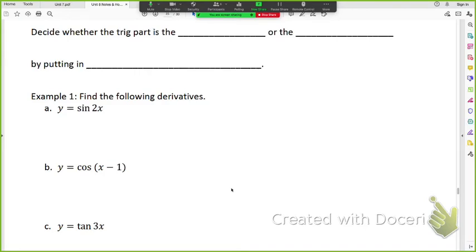First, you have to decide whether the trig part is the inner function or the outer function. Okay. And this is typically done by putting in parentheses where you need it. Sometimes they will have parentheses, but if you remember trig from last year in pre-calc, sometimes we put the squared in a weird spot with the sine squared, cosine squared functions. So by changing how a trig function is written sometimes, it tells you what is the inner function and what is the outer function.